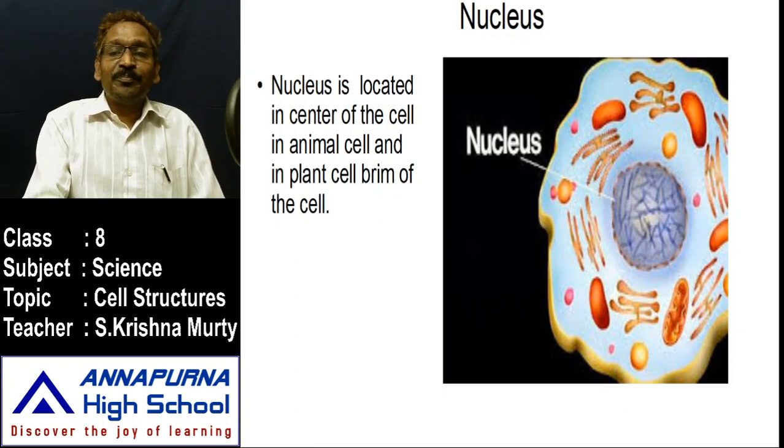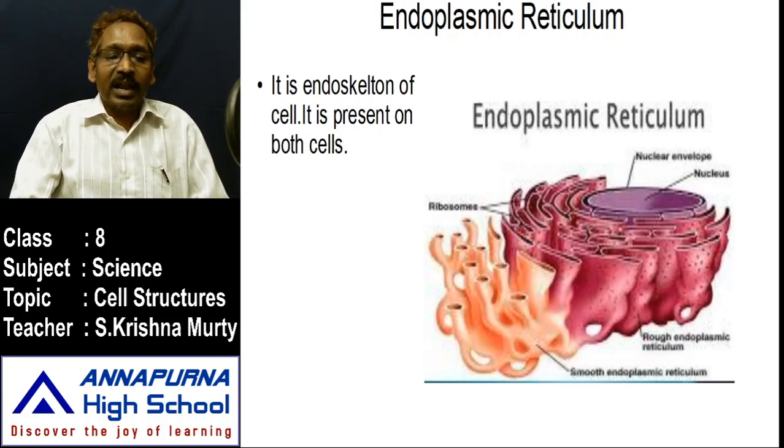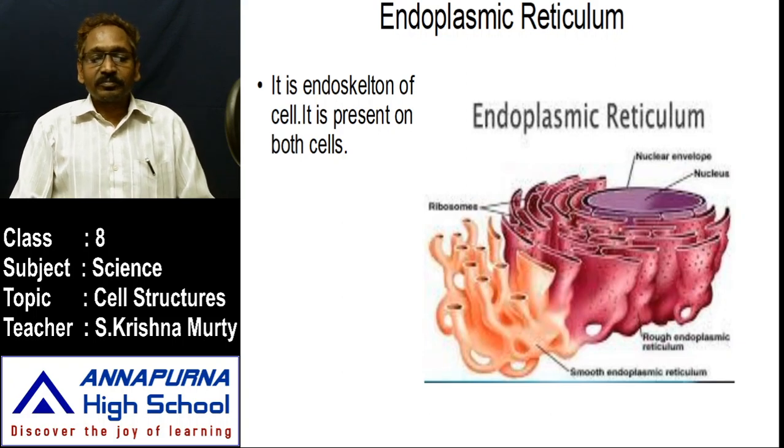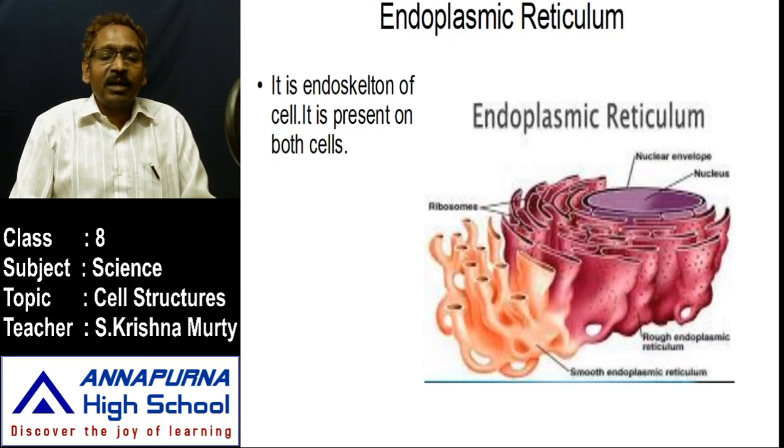Next one is endoplasmic reticulum. Look at this. Endoplasmic reticulum is also a very important organelle. So we have to learn more information about the endoplasmic reticulum. It seems to be a body which occupies all over the cell. It is contained in plant cell and animal cell. Where is this endoplasmic reticulum? The endoplasmic reticulum covers all over the plant cell and animal cell.